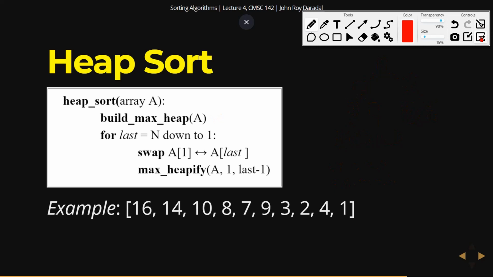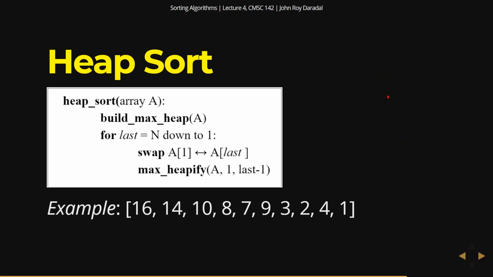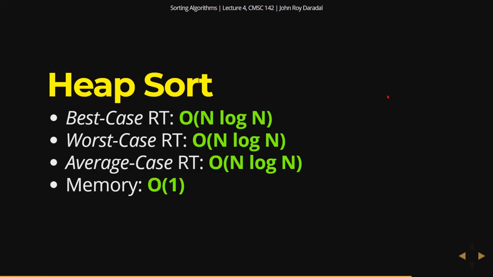Okay? So that's it for heap sort. Basically, just build the max heap first, then extract the root, swap it with the last, and max heapify everything again, and repeat until everything is extracted. It has the same running time whether the input is already sorted, reverse sorted, or randomized. It's still n log n, and has memory of O(1) because it doesn't use extra memory. The heap itself is the input array; you just rearrange the items there.